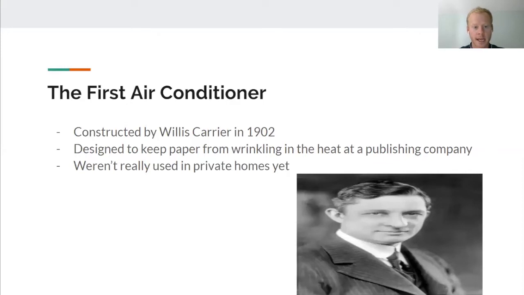So the first air conditioner was constructed by Willis Carrier, that's that guy down in the bottom right corner, in 1902. It was designed to keep paper from wrinkling in the heat at a publishing company. So it wasn't even designed to keep people cool at first. It was designed to keep paper cool because the paper would wrinkle and start to decay faster. And it wasn't really used in private homes yet.